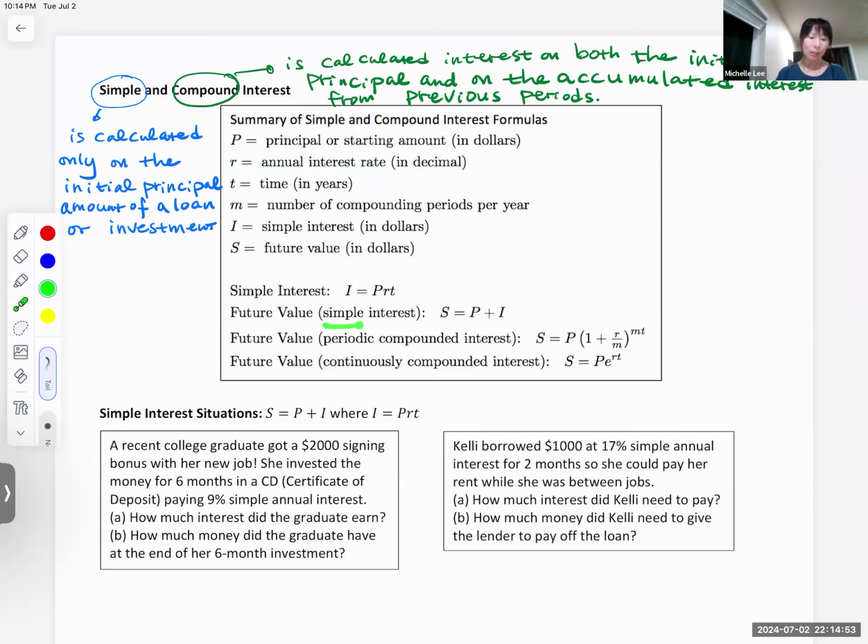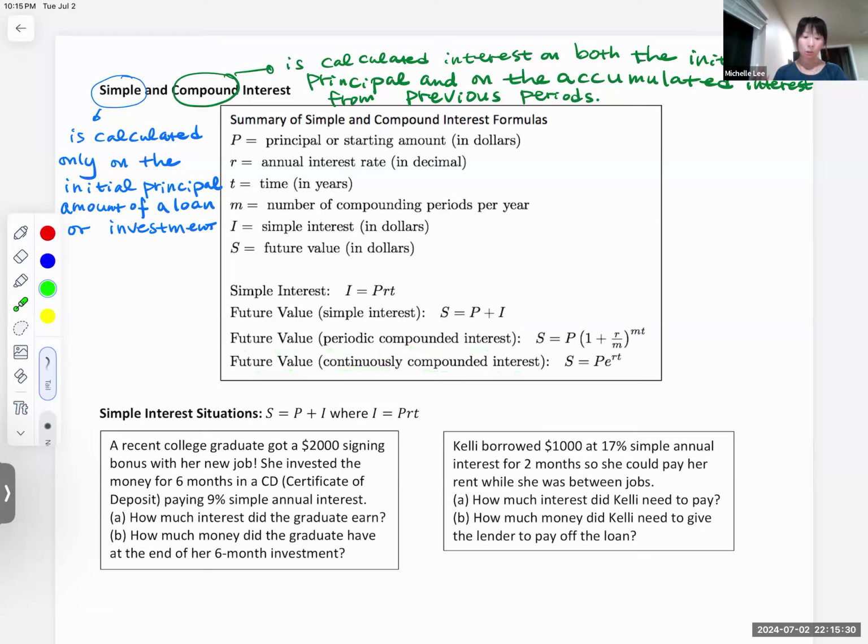And then we have the simple interest future value. I don't know why they're using S. Maybe first letters, but I don't think so here, right? Anyway, S equals P plus I, where P stands for principal and I stands for the interest, right?